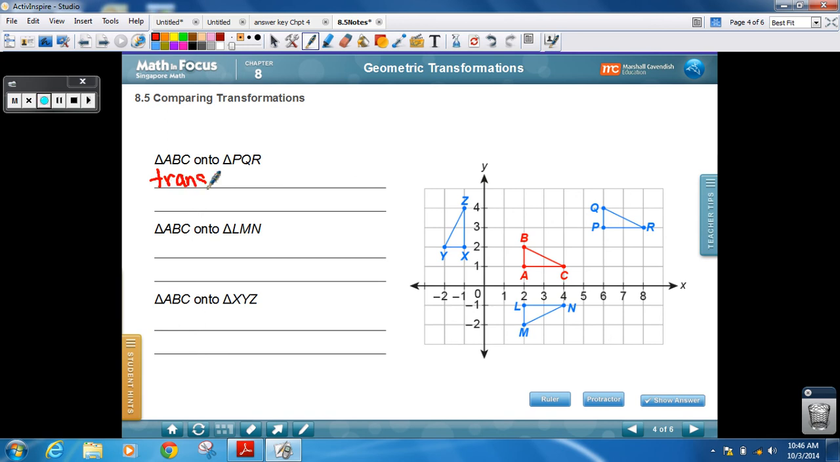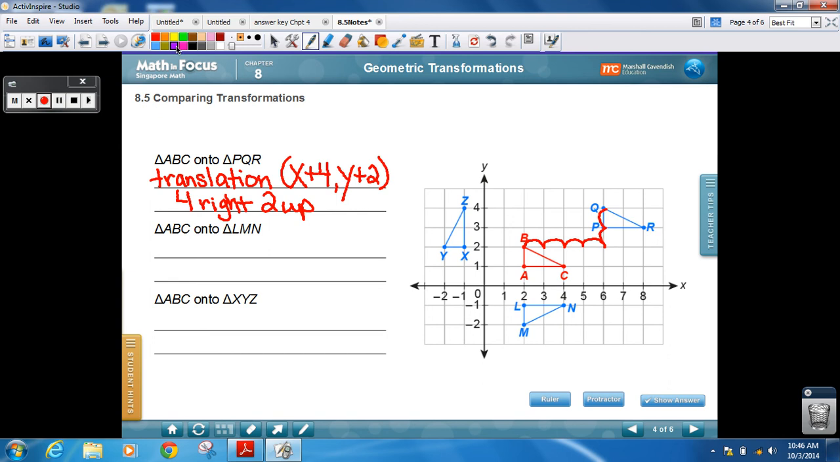You need to make sure you're using the correct vocabulary term. If you just put slide, I would count off. So it is a translation, and then you need to figure out how it moves. Well, B maps onto Q, so I'm going to see how that moves. I go over 1, 2, 3, 4 to the right, and 1, 2 up. So it is a translation where X adds 4 and Y adds 2. So this is the algebraic way to represent it. This is how you represent it verbally.